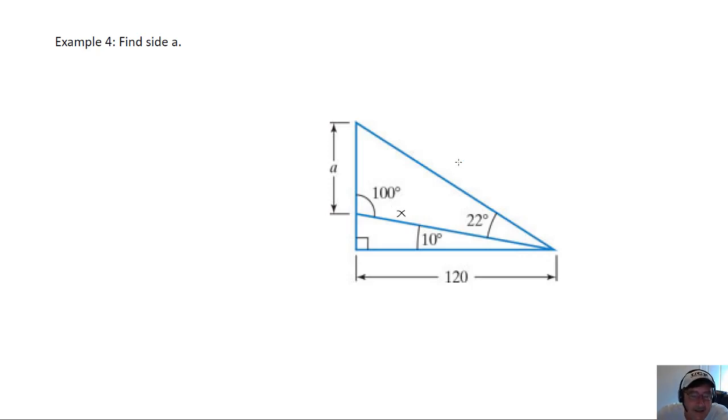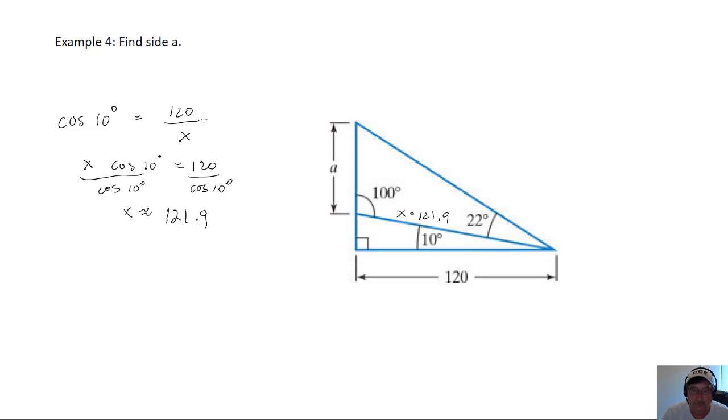All right, now there are several ways to attack this problem on how to get side A here, but what I'm going to do is use this thin right triangle here to get this side, the hypotenuse, and I'm going to call it X. So I'm going back to my right triangle trigonometry here. To get X, I'm going to take the cosine of 10 degrees, and I'm going to say that equals adjacent 120 over X. And I'm going to go ahead and solve for X, and we'll go from there.